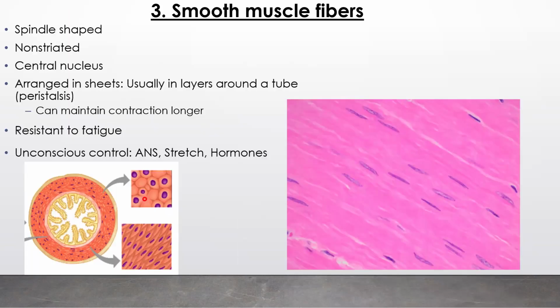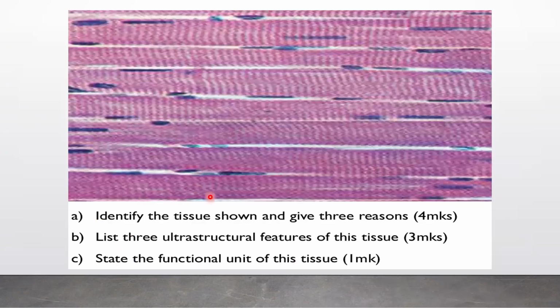Then you can now narrow down to various. So a brief recap is that skeletal muscles are found attaching to various bones. Cardiac muscles are only found in the heart. Smooth muscles are found in the vascular tracts, the respiratory tract, the genitourinary system, and also in the gastrointestinal system. So some few questions: identify the tissue shown and give 3 reasons.